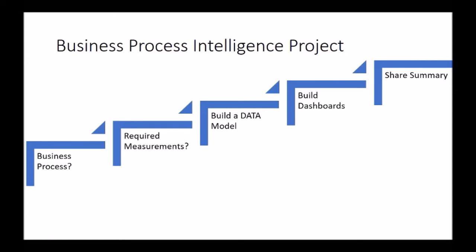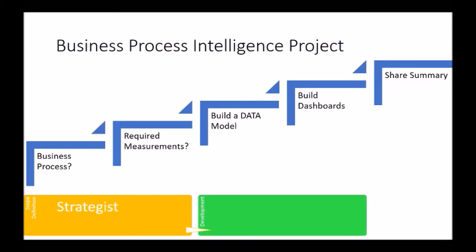Now, if we think of this in terms of a project, we actually have various different phases of the project. So the first thing is the scope definition. This covers the first two of these steps, and it is deciding what the project is going to be about. This is probably going to be done by some kind of strategist within the organization. This itself leads on to the development, which is building the data model and building the dashboards. This is done by the data analyst, data manager, probably the people who are listening to this presentation.